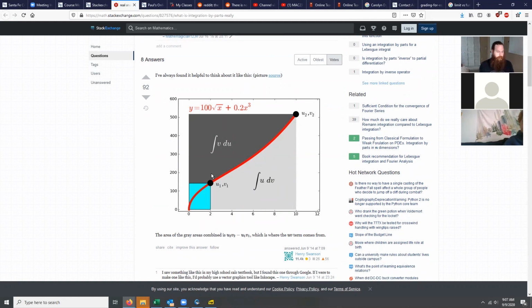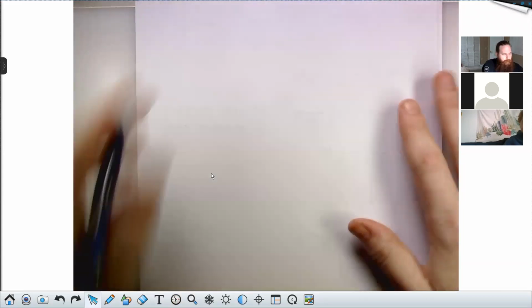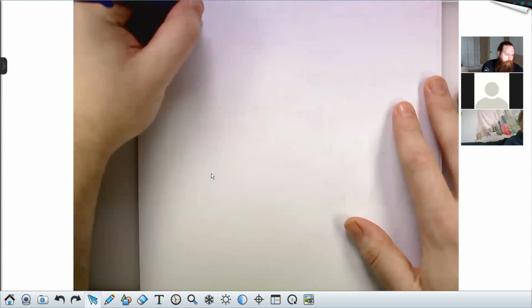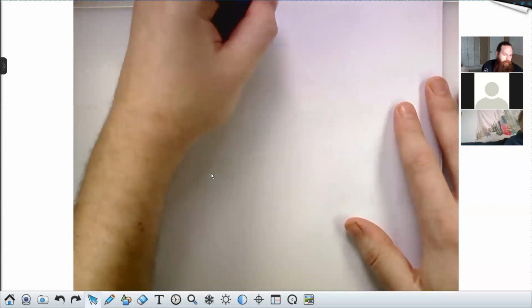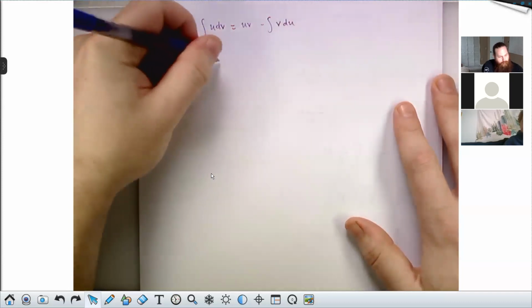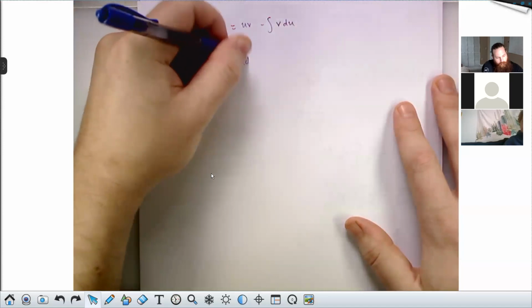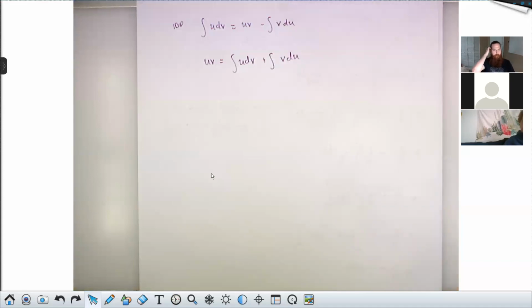Let me first come back here for a second. If you take the IBP formula, which is the integral of u dv equals uv minus the integral of v du, and you rearrange it, that says that uv is equal to the integral of u dv plus the integral of v du. Right? Let's make sure we're comfy with this. This looks familiar now. This looks like a product rule.